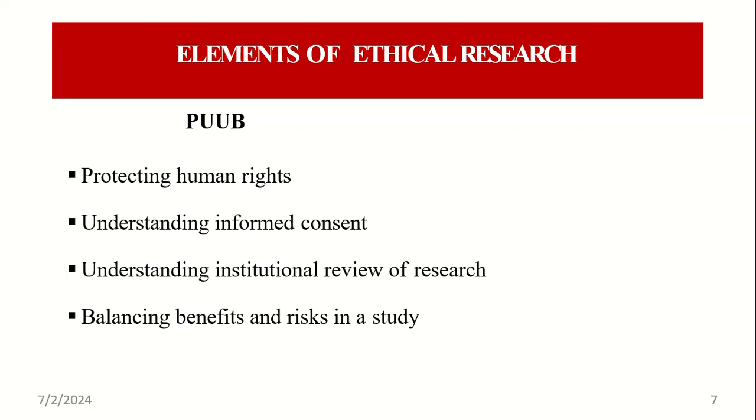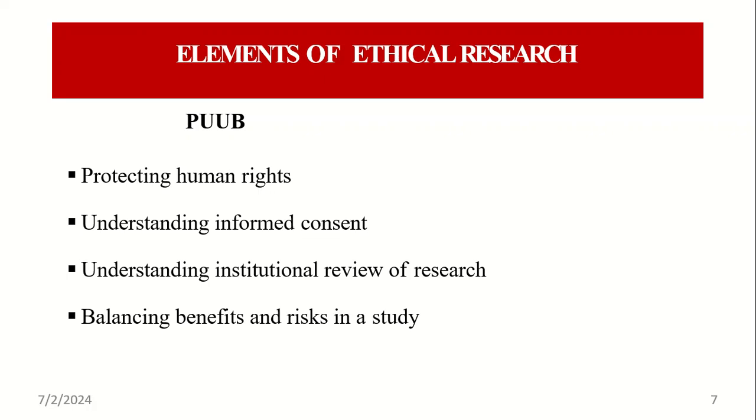Sometimes we call them PUUB, the acronym for the elements of ethical research. P means protecting human rights: ethical research includes the protection of human rights. Ethical research includes understanding of informed consent. Ethical research includes understanding of institutional review of research. And ethical research includes balancing benefits and risks in a study.